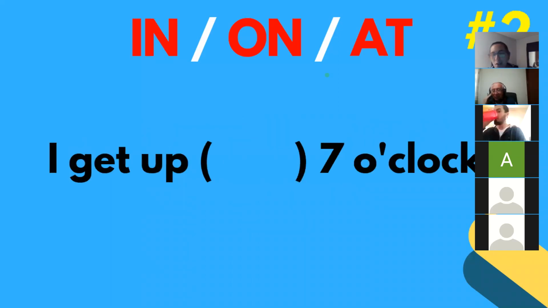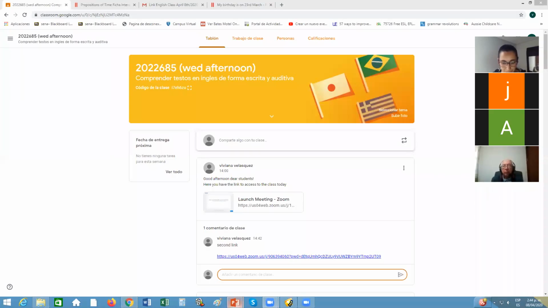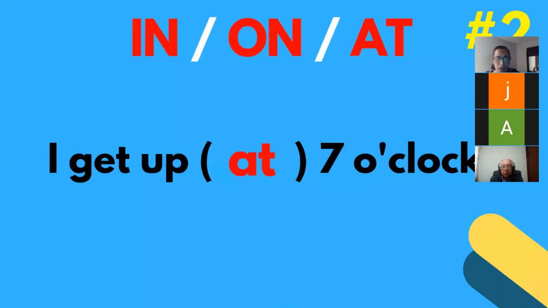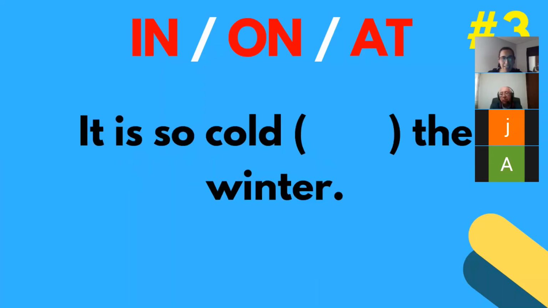"I get up at 7 o'clock." This is simple. At 7 o'clock, yes, because it's the time, no? Okay, sorry. So we are going to start with the second part again. We're going to share the screen to continue with the exercise we got here. Okay. So we were here, no? "I get up at 7 o'clock." It will be "at," yes, because it's the time, expressing the time. At 7 o'clock. Right. Okay, let's see another one.